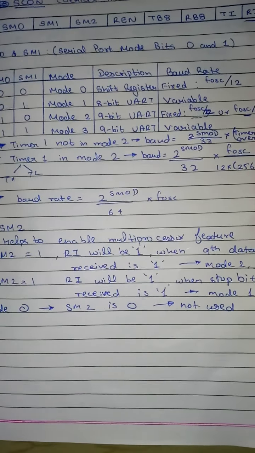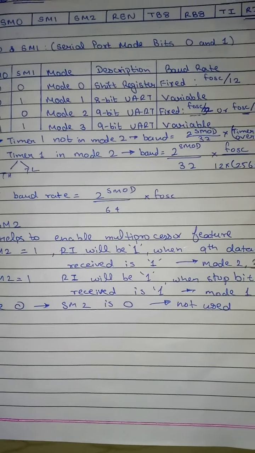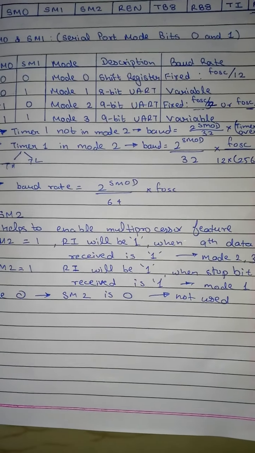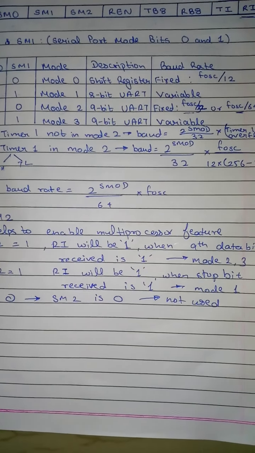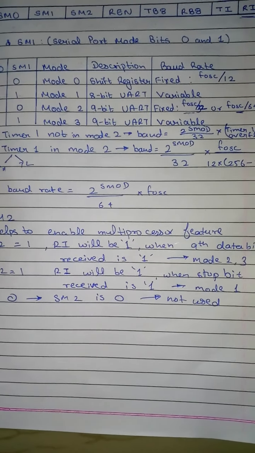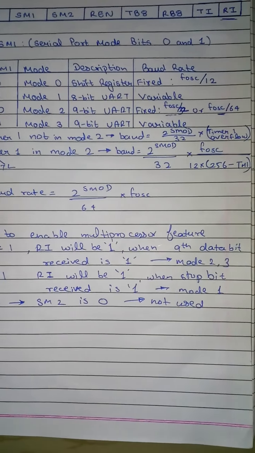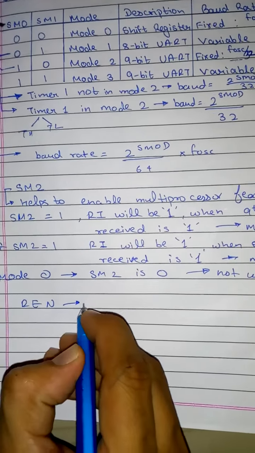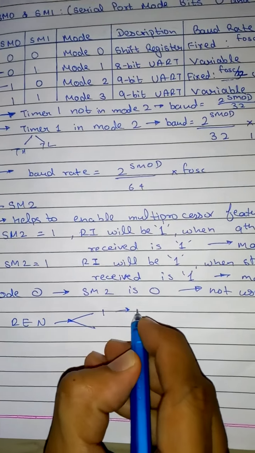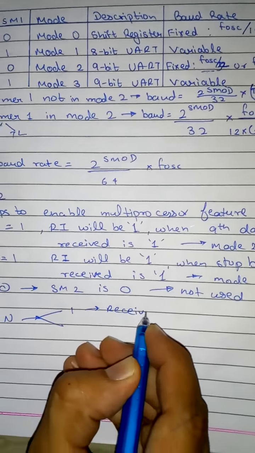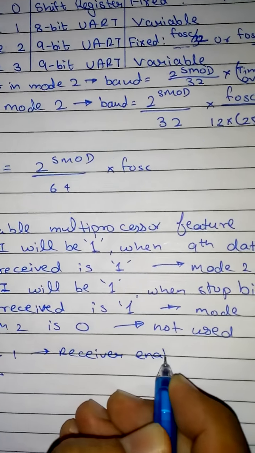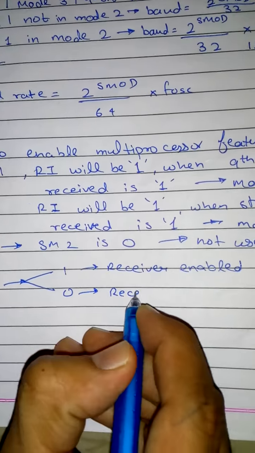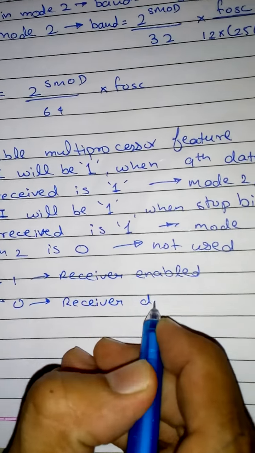Now the remaining pin, REN. REN is receiver enable. If it is equal to 1, the receiver will be enabled, and if it is equal to 0, the receiver will be disabled. Two possibilities: if 1, receiver enabled; if 0, receiver disabled.